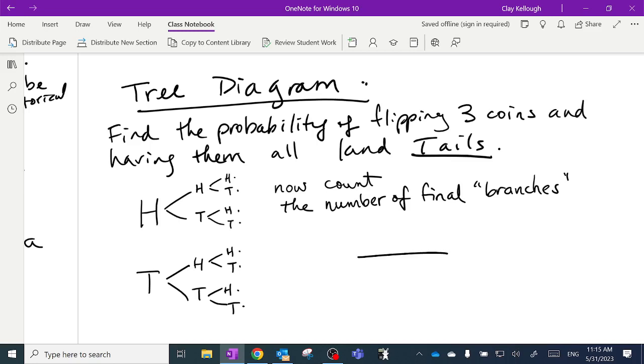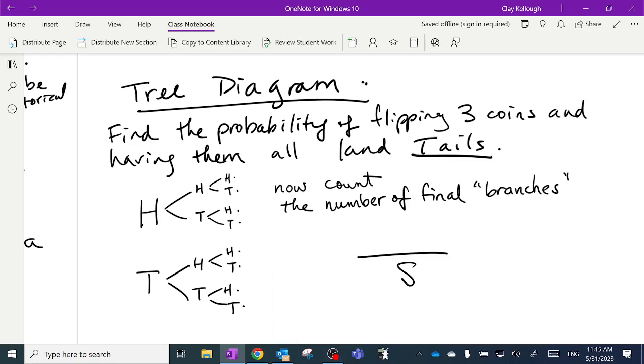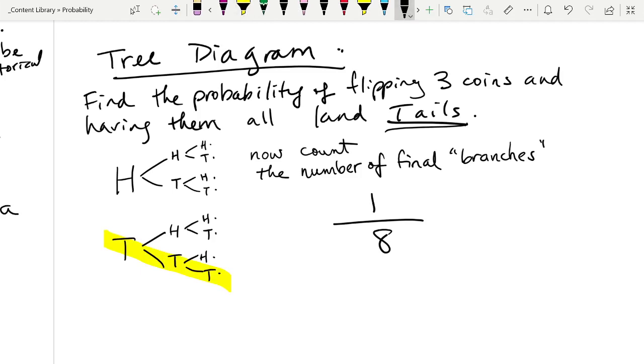And what's the probability again? Desired over possible. How many possible things could happen? The answer is 8. How many of them are what I want? I want all tails. That is this branch right here. Tails, tails, tails. Notice there's only one like that. So the answer is 1 out of 8.